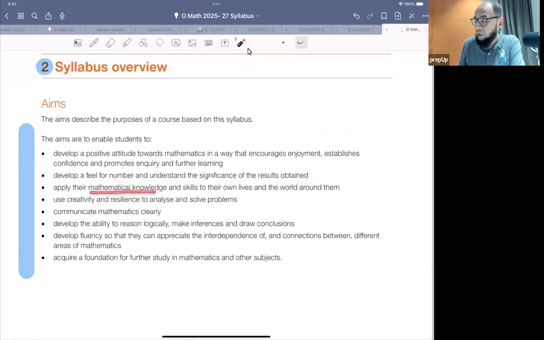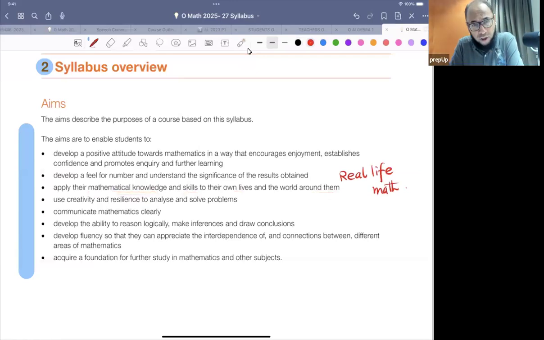Apply the mathematical knowledge and skills to their own lives and the world around them. So now I can say that this is real life math. So we can talk about everyday maths, we can talk about trigonometry, we can talk about angle of elevation, angle of depression, and so on. Use creativity and resilience to analyze and solve problems. Communicate mathematics clearly. Develop the ability to reason logically, make inferences, and draw conclusions.